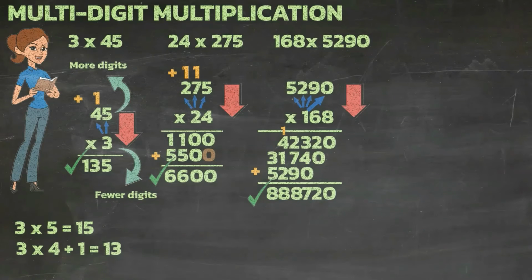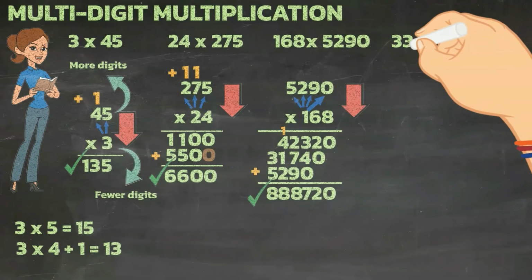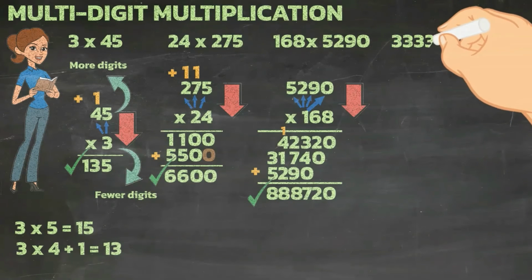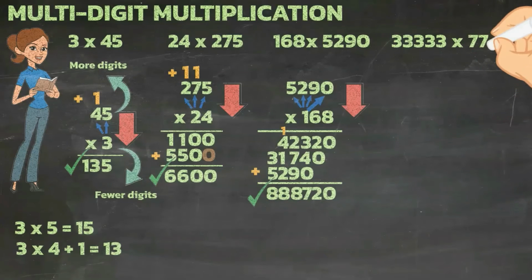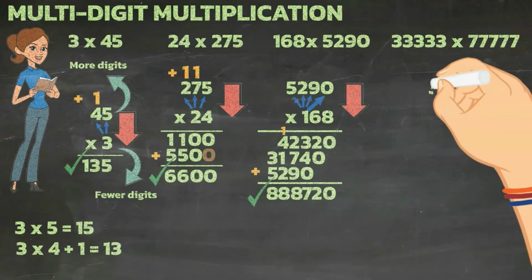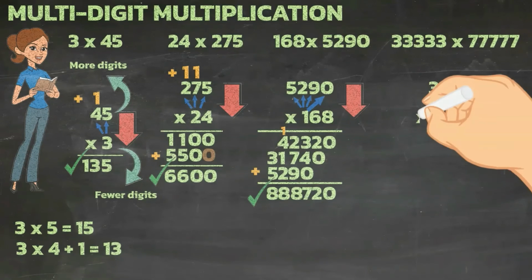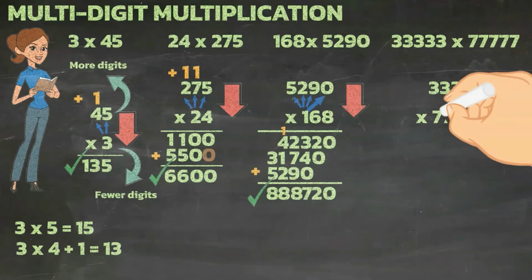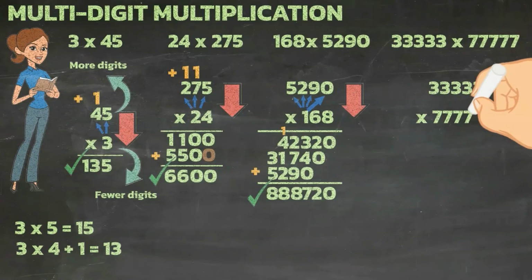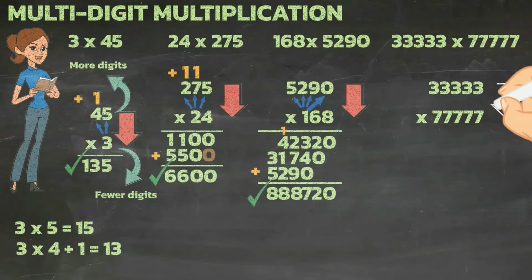Last example. 33,333 times 77,777. Since the number of digits of the factors are the same, whichever we put on top or bottom will not matter. In this example, let us put 33,333 on top.